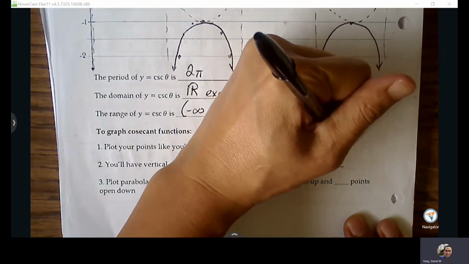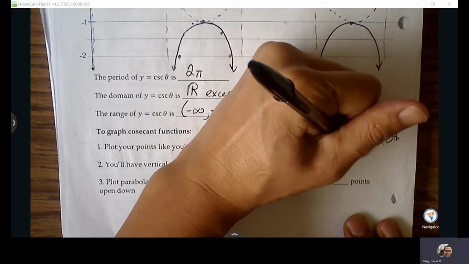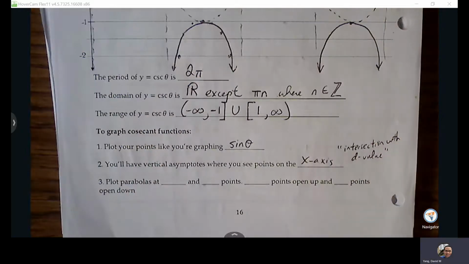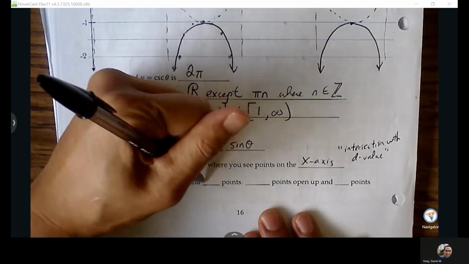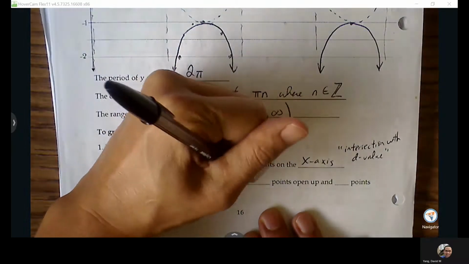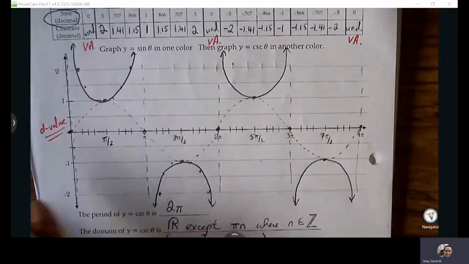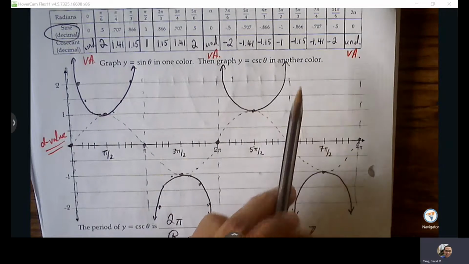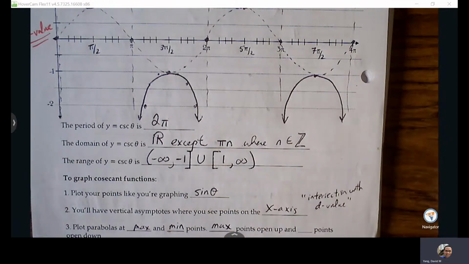Or later on, we're going to see it's really going to be the intersection with your d value, the intersection with your new center, wherever that is. You're basically going to be plotting parabolas at the peaks and valleys of your points, so at the maxes and mins. The max points of your sine graph are where your parabola is going to open up. And the minimum value of your sine graph is where your parabola-shaped cosecant graph is going to open down.